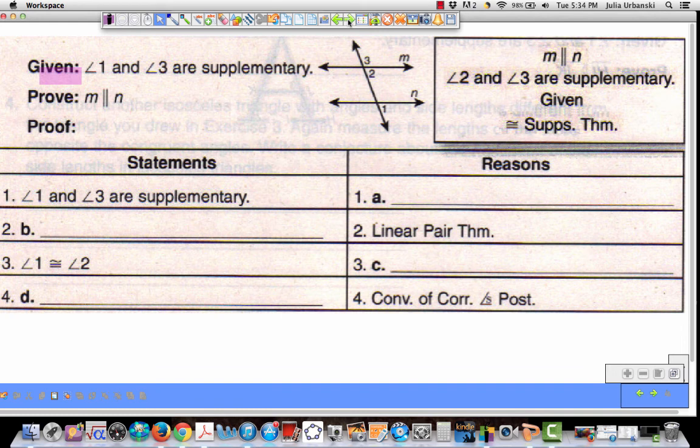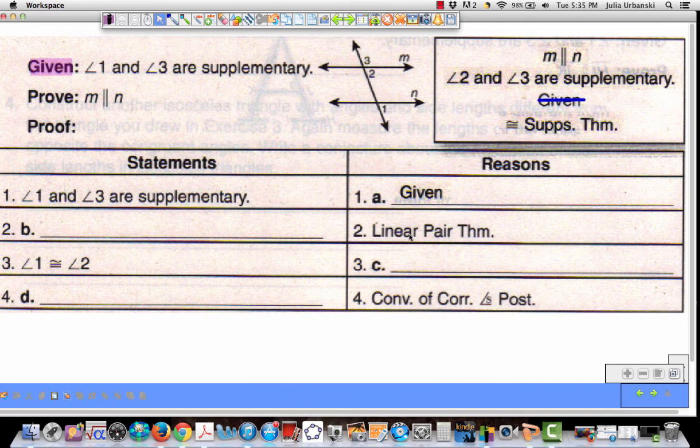Okay, we're going to do one last proof, but this one you don't have to come up with the answers yourself. The 4 choices are right here. Obviously, given is the easiest one to do. We were given here that angle 1 and angle 3 are supplementary. So here I see 1 and 3 are supplementary, so I'm going to write given right there. And I'm going to say that one's been used.